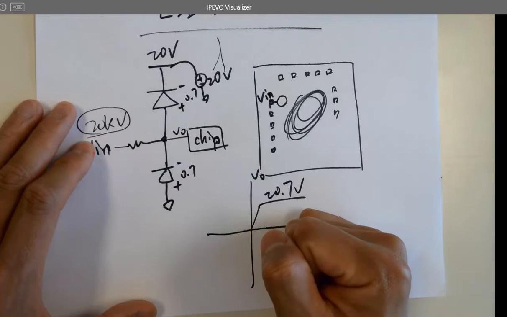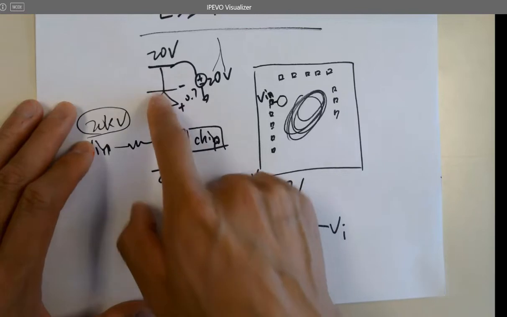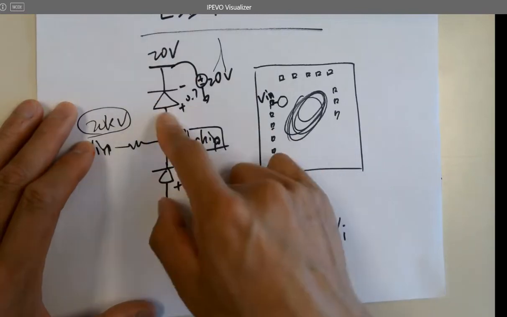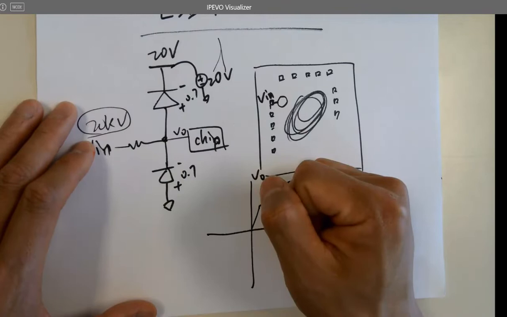Why does the 20 volts not mess it up by back-driving? Yeah, because the reverse breakdown voltage is higher than 20 volts.